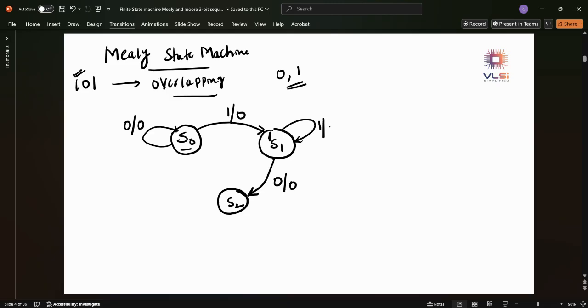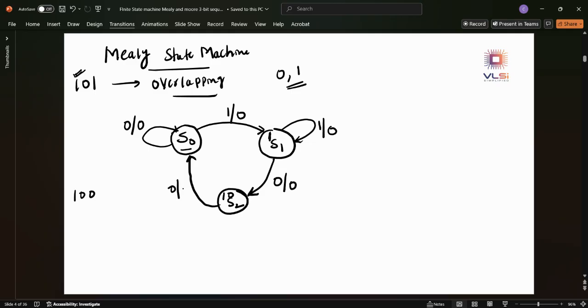Next, if you are getting 0, that means you are not getting the proper sequence. You are getting 1 0 0. 100 means it will go to the initial state. So that is 0, you didn't get the output. And when you are getting 101, as this is overlap, which state will it go to? Overlap means it will go to S1.